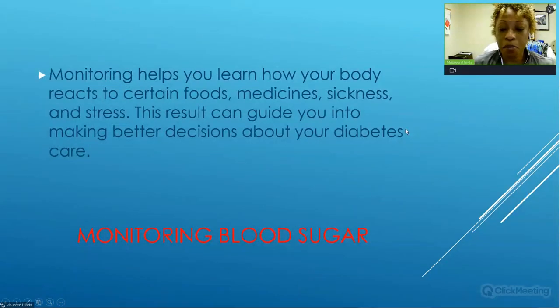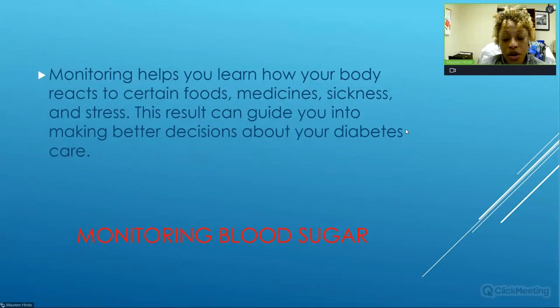All right, the next topic is monitoring. So, monitoring helps you to learn how your body reacts to certain foods. It also gives you feedback on how well your medication is working, right? Do you need to make an adjustment? Or is that dose that you're on keeping you in target? It also helps to give you feedback as to, hey, I'm doing everything right, but my blood glucose is just out of control. It may mean you are having an infection, which is something that will cause your blood sugar to elevate.